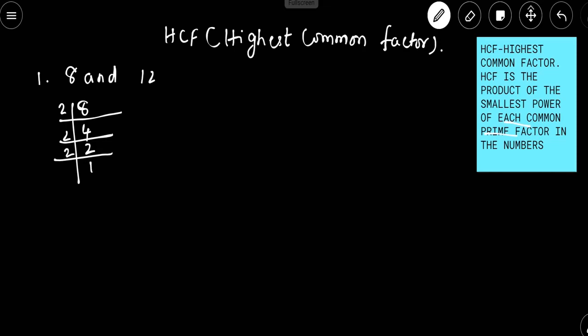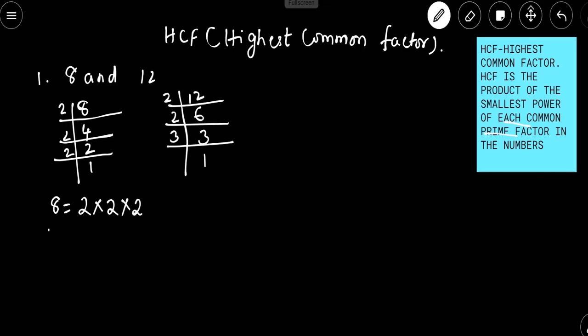In the same way I will calculate the factors of 12 also. 2 sixes are 12, 2 threes are 6, again 3 ones are 3, because 3 is a prime number, so it is divisible by itself only. So now I'm going to write here: 8, the factors are 2 into 2 into 2. And 12 is 2 into 2 into 3. I can rewrite this in exponential form as 2 to the power of 3, and 2 to the power of 2 into 3.